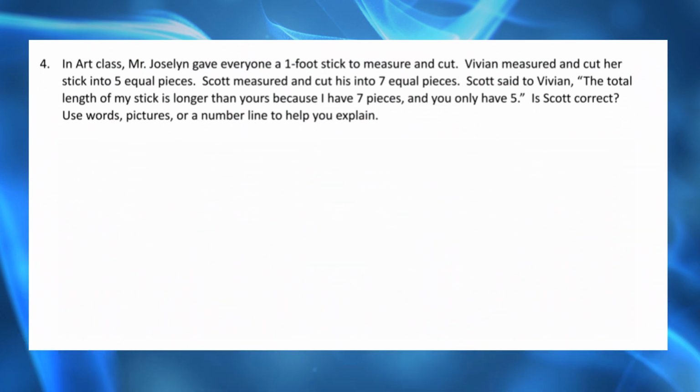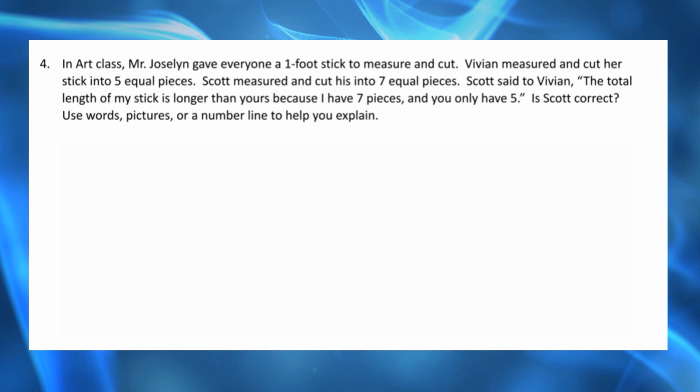Number 4 says, in art class, Mr. Jocelyn gave everyone a 1-foot stick to measure and cut. Everyone got a 1-foot stick. Okay. Vivian measured and cut her stick into 5 equal pieces. Scott measured and cut his stick into 7 equal pieces. Scott said to Vivian, the total length of my stick is longer than yours because I have 7 pieces and you only have 5. Is Scott correct? Use pictures or a number line to help you explain.